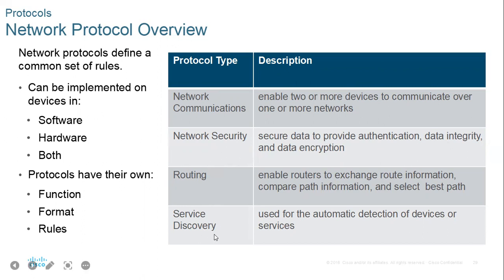Then you have the service discovery protocols. For instance, when you ping, when you do things like traceroute, or stuff used for automatic detection of devices or services, or when you use ARP, address resolution protocol, if you type arp on your command line, and several other protocols. They all serve different types of functions.